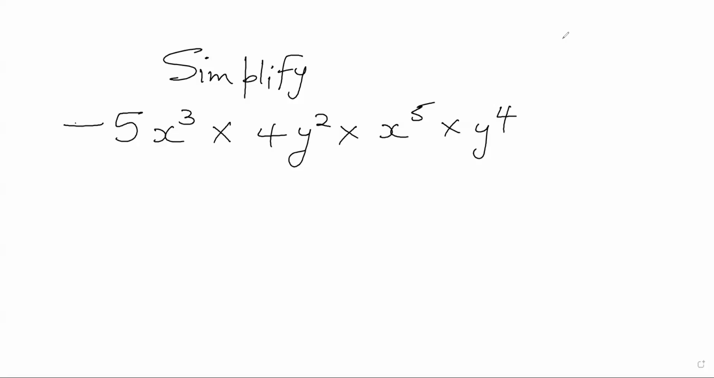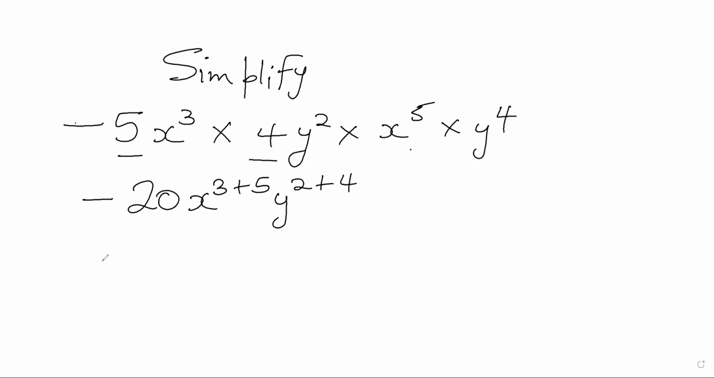All right, so negative 5 times 4, these are basically 1x, y, 4, 1, 4. So this would be negative 20. The numbers will multiply to give you that. I could go up the x term. So x3 plus x5, yeah, y2 plus 4. Good job, you got it.